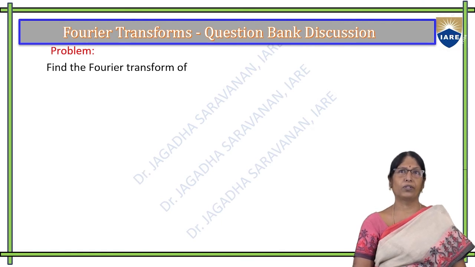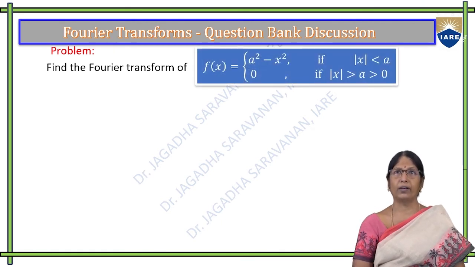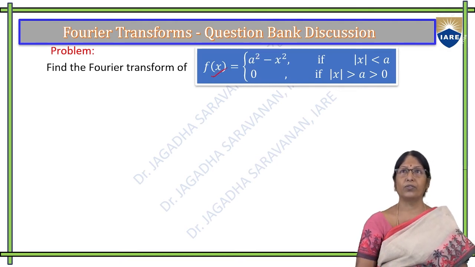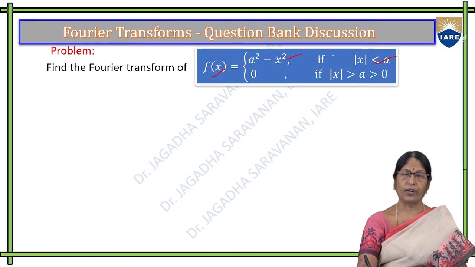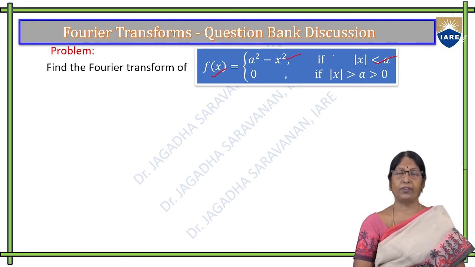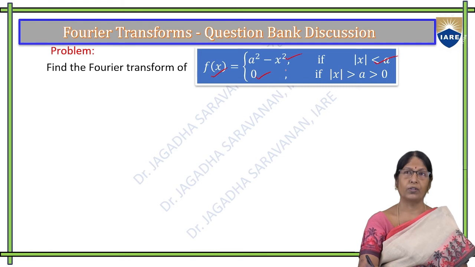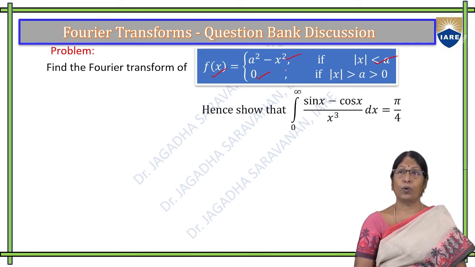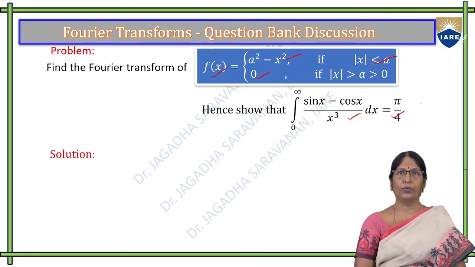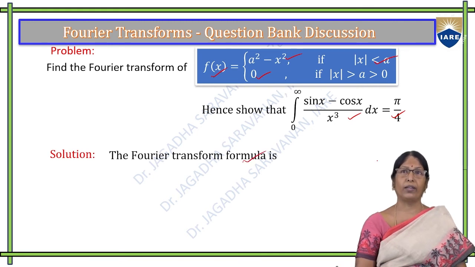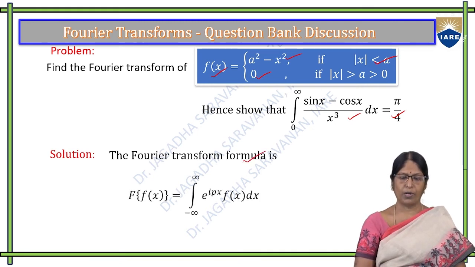The next question which is dominating in our question bank is: find the Fourier transform of f of x, which is equal to a square minus x square if mod x is less than a, whereas if mod x is greater than a, the function is 0. They also asked us to show this result, for which first we are recalling the Fourier transform formula.